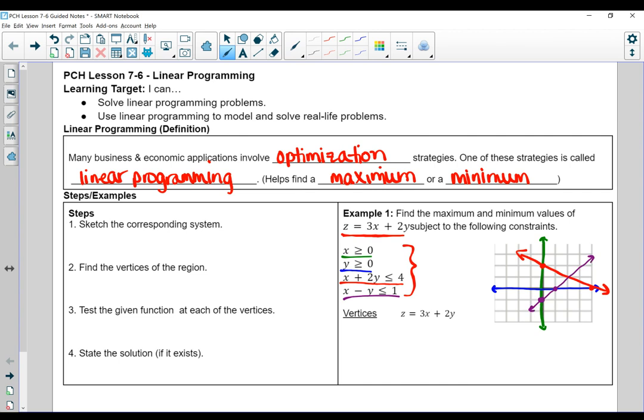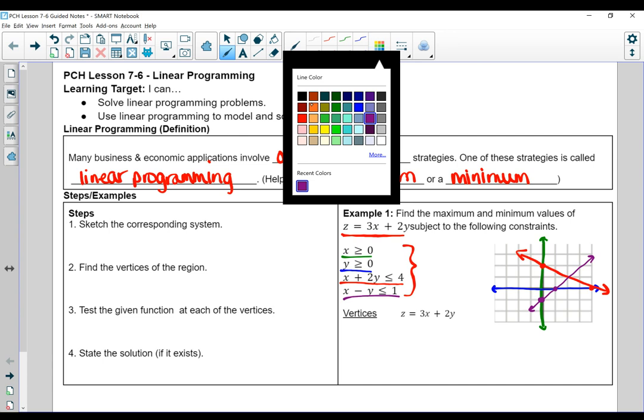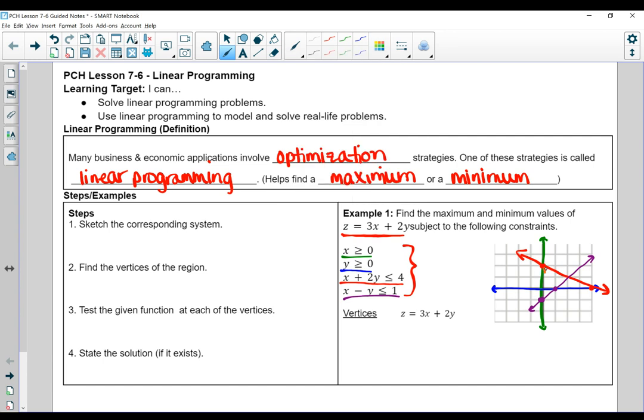So thinking about where we are going to be shading, where am I looking? I know that I'm going to be shading to the right of the green line. I'm going to be shading above the blue line. I'm going to shade below the red line. And I'm actually going to be shading above this purple line. So what is my actual area that I'm looking for? It's this in orange right here. This is my area that includes all 4 of these lines.